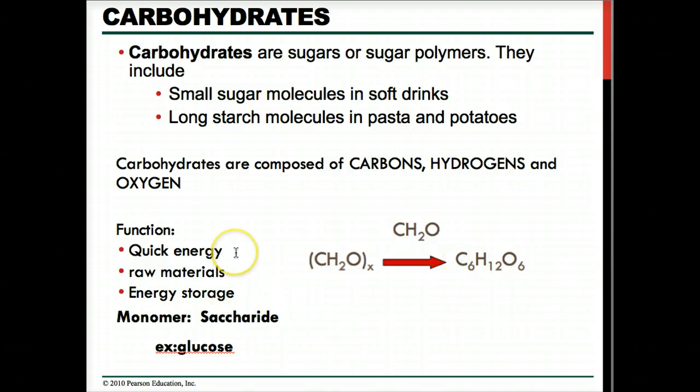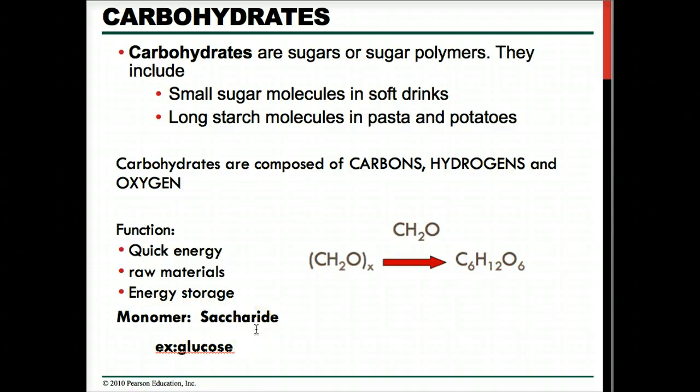Functions of your carbohydrates: they provide you that quick energy. Particularly if you're an athlete and you're running, you stop and take your little glucose pills and shots. Quick energy, it's the food source that your body uses first. It's real quick, it happens real fast. We can also use carbohydrates as raw materials, and we'll talk about those in a minute, and also for energy storage within our cells.